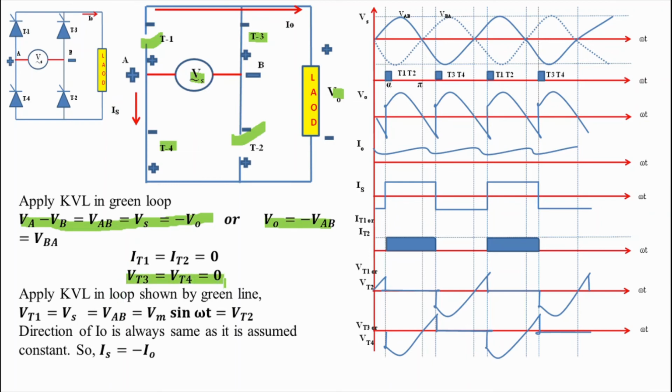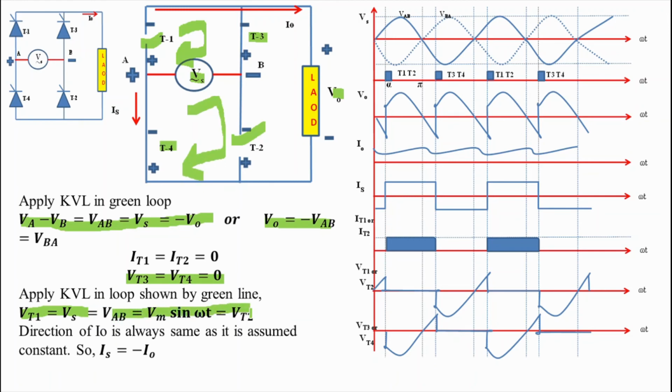We can also clearly see that IT3 and IT4, the current through them, is equal to minus I0. Now, if we apply KVL in the loop containing T1, T3 and Vs, we get VT1 is equal to Vs. And if we apply KVL in the loop containing Vs, T4, T2, then we get VT2 is equal to Vs. Now see the waveform.